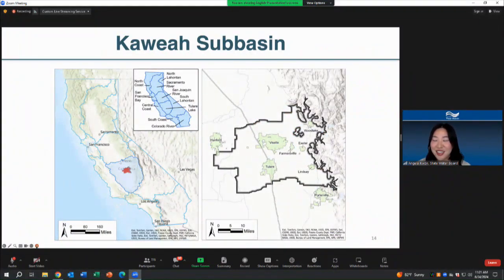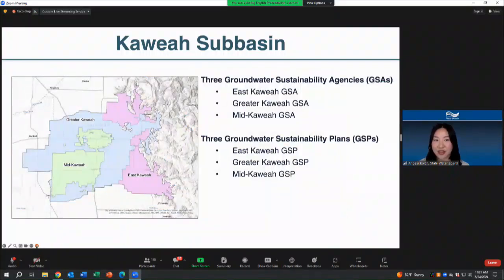The Kaweah subbasin is a critically overdrafted basin in the Tulare Lake hydrologic region of the Southern Central Valley. The main population center in this subbasin is the city of Visalia. Groundwater in the Kaweah subbasin is managed by 3 groundwater sustainability agencies. These agencies include East Kaweah, Greater Kaweah, and Mid Kaweah. The agencies collaborated to write 3 groundwater sustainability plans, which we may refer to as plans, that outline how they will manage groundwater in the subbasin and bring the basin into a sustainable balance by 2040.